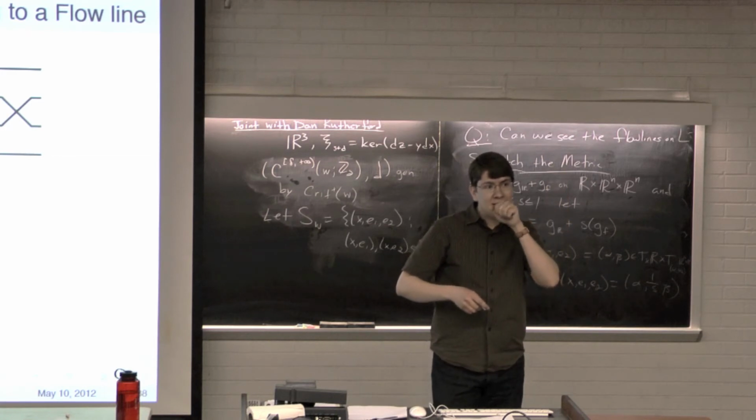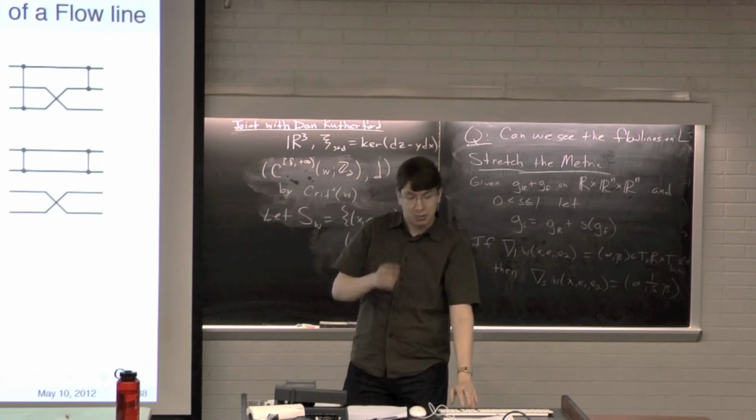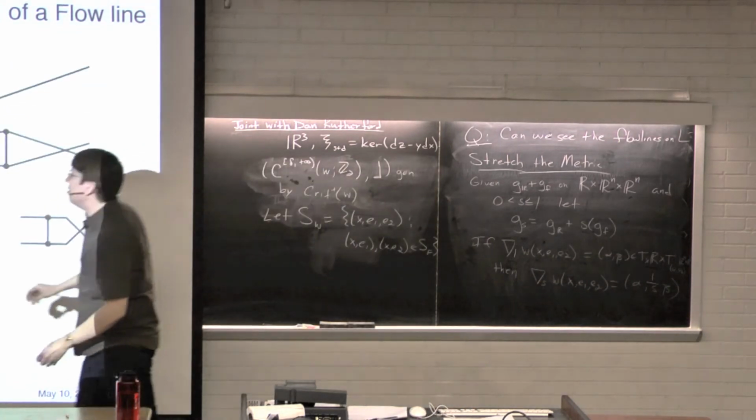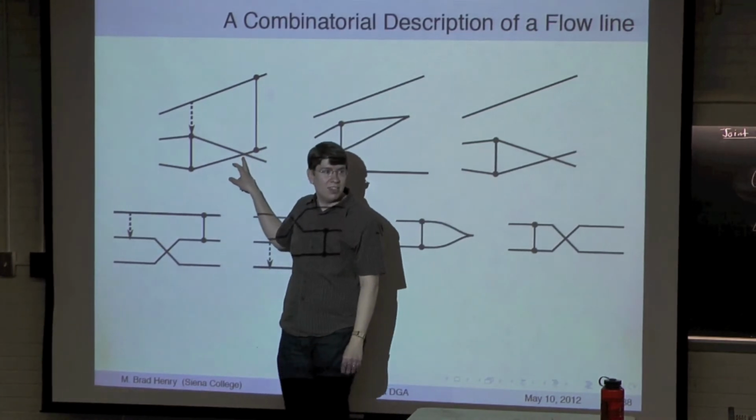Why couldn't it just happen somewhere else? Because the only way, the arrangement of... oh, good question. So there's no way to land on one of these because it's right next to a crossing.